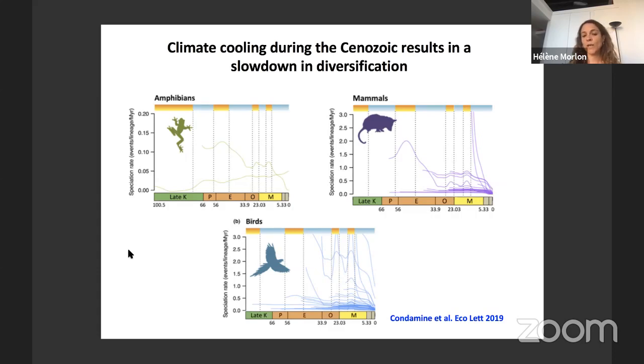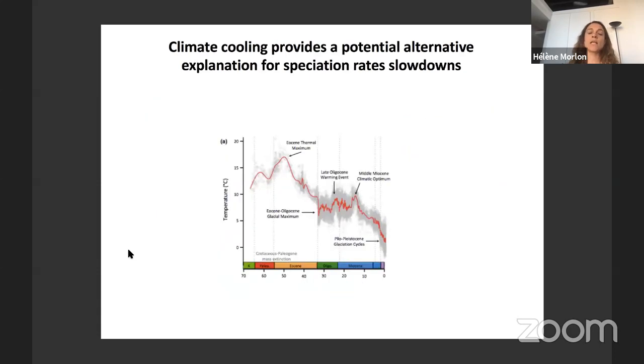And this is because we have this cooling down of the temperature during the Cenozoic. If we have a positive effect of temperature on speciation rate, then we have a decline in speciation rate. This is not to say that this is the explanation of why we see so many declines in speciation rate through time, but it is a potentially alternative explanation, and one that finds as much support in empirical data as models of adaptive radiation, for example.